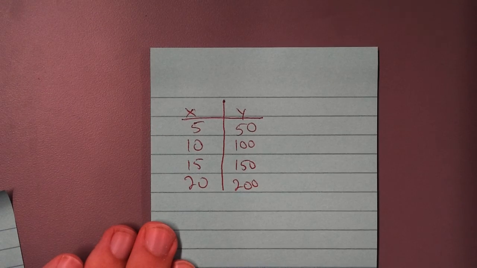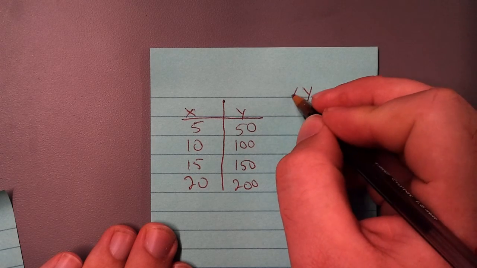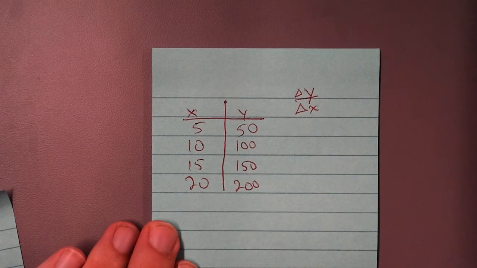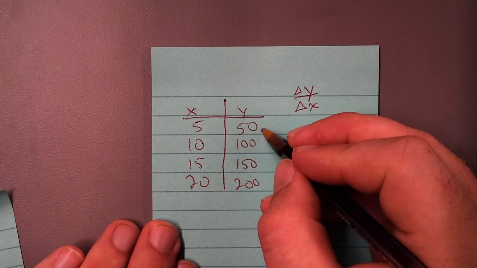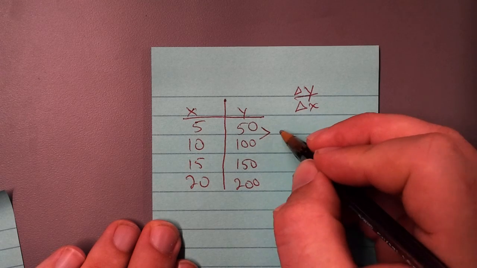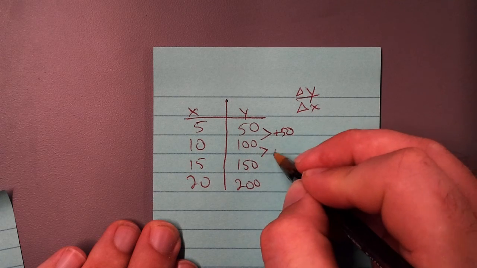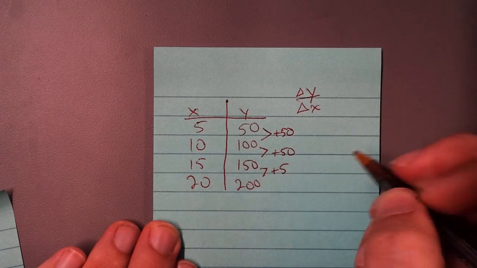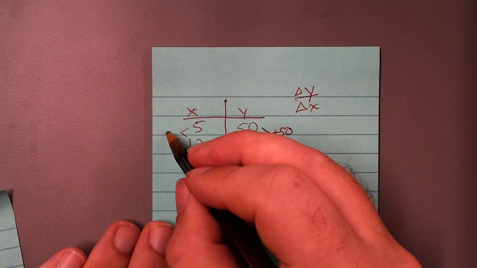Alright, so here's the last graph we're going to do. Remember, we're looking for the slope. We're looking for the delta y over the delta x. In this one, we're actually going to use our slope formula to check it. So, from our y's, what's our change? It went up 50. Right here, it went up another 50. Right here, it went up another 50. Now our x values, they're going up by 5.